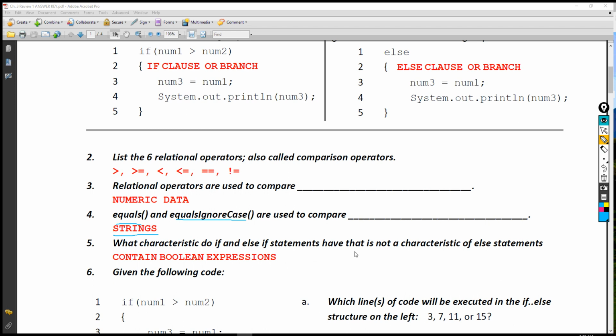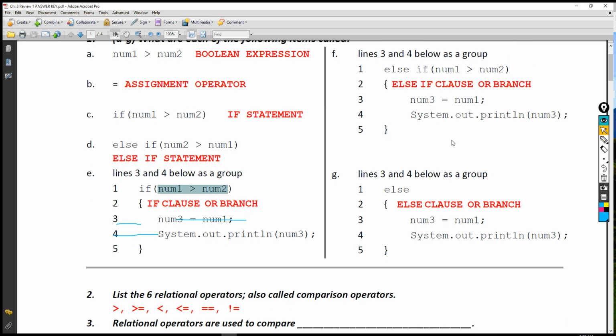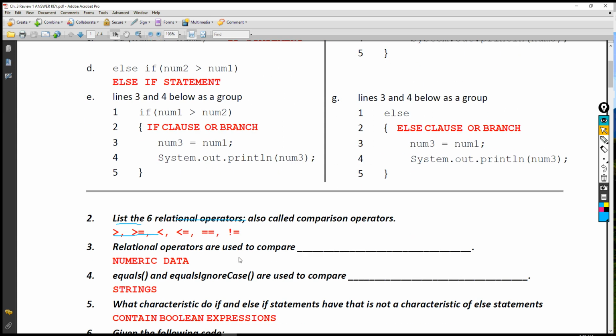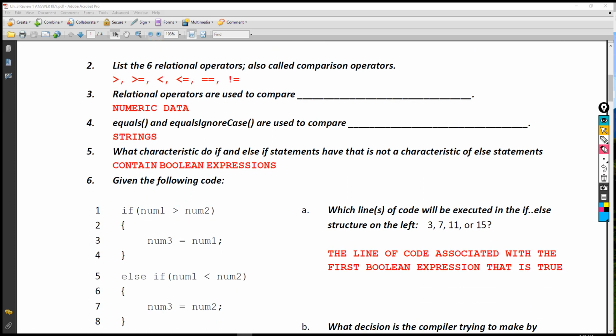What characteristics do, okay, so if you'll notice up here that an if statement has a Boolean expression, an else if statement has a Boolean expression, but an else statement does not. This just means that anything else, any remaining choice by the input by the user, will cause this to be run. So that means all the previous Boolean expressions must have been false. So anyway, there's no Boolean expression with the else statement. Then we move on.